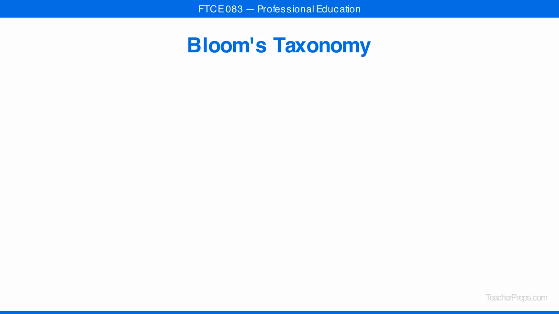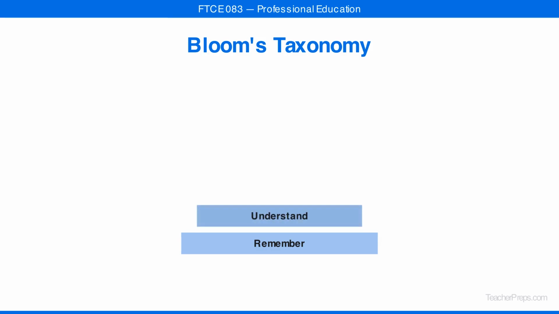Skill 1.2 is about fostering higher-order thinking. Let's start with the framework you absolutely must know, Bloom's taxonomy. Bloom's taxonomy is a hierarchy of 6 cognitive levels, from the simplest to the most complex. Level 1 is remember. This is basic recall. The student retrieves facts, definitions, or lists from memory.